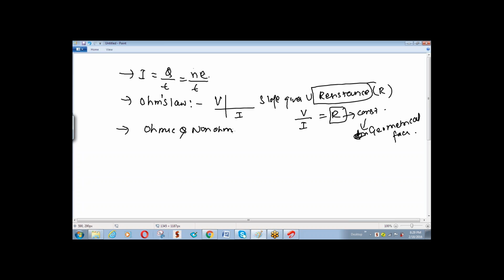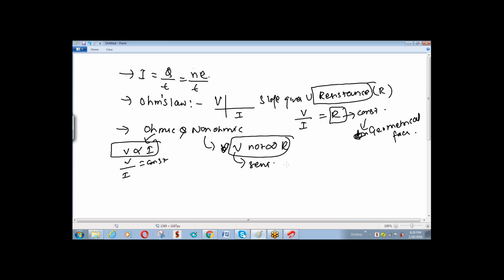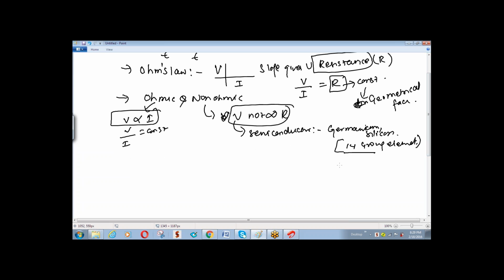Ohmic means which follows V directly proportional to I. That means for which V by I is constant. Non-ohmic means V is not directly proportional to I. Our example will be semiconductors. By the word semiconductor we mean germanium, silicon. If you know the periodic table, according to the periodic table, it is group 14. So group 14 elements are semiconductors.